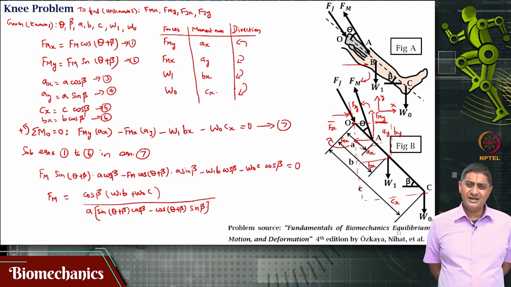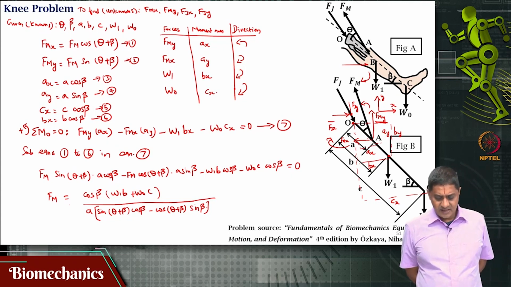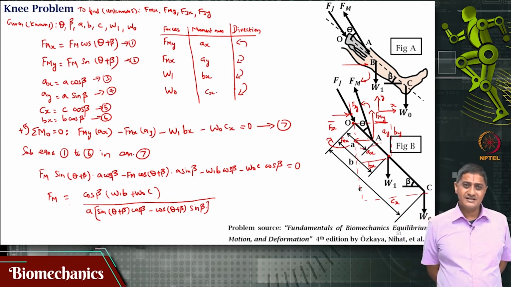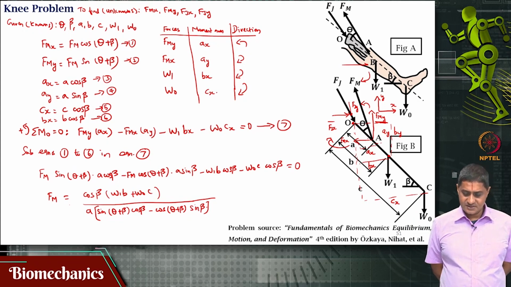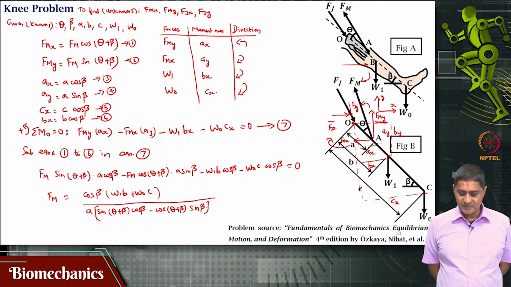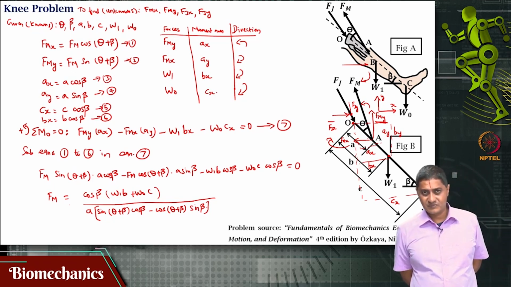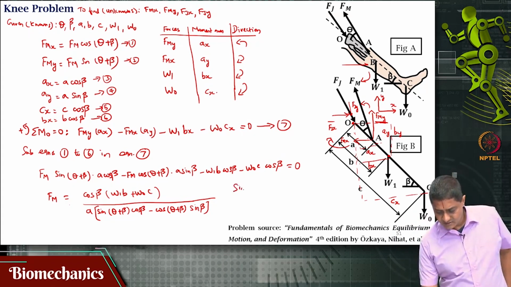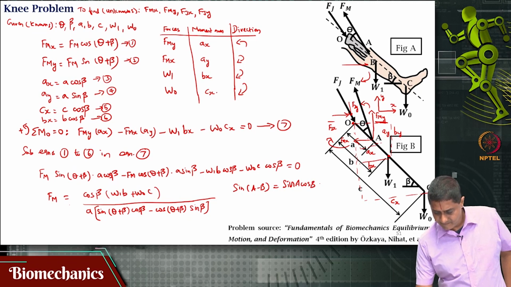This is looking like sin A cos B minus cos A sin B. We know that this is sin of A minus B, which is sin A cos B minus cos A sin B. Using trigonometric identity, sin A minus B is sin A cos B minus cos A sin B.